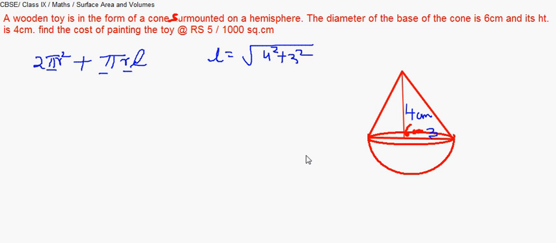Once you find it, you can substitute this in the formula, taking pi common first, and the r as well you can take common because both of them have got the same r. I can help you by giving the answer so that you can check. So cost of painting the toy will finally be only 51 paisa. Try to do this by yourself and check the answer if you get it right.